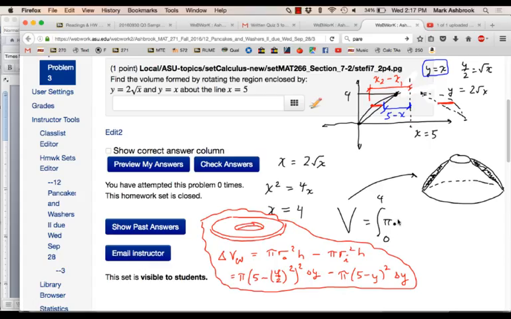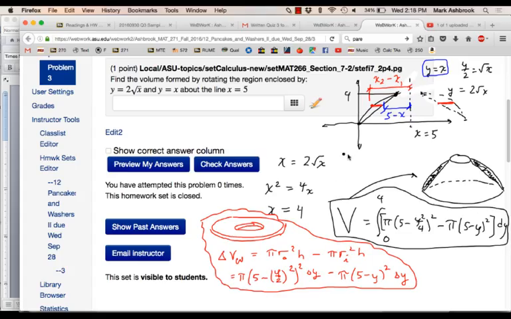Pi times 5 minus, can I do y squared over 4 for simplicity there? Squared, minus pi times 5 minus y, squared, all times dy. Okay, questions? Did I lose you? So now that we've dug into this, and you've worked at these, today in class it should come together. Everything should come together. What questions do you have on that one? Anything? Are we good?